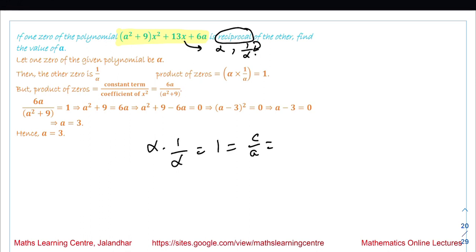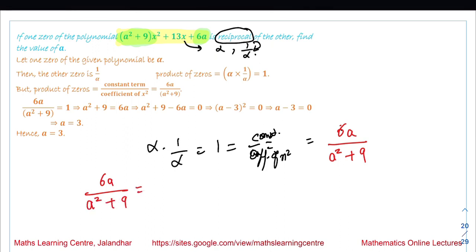c by a. C by a means the constant term over the coefficient of x square. This 6a is the constant term and this is the coefficient of x square. So we get 6a over a square plus 9, and 6a over a square plus 9 is equal to 1. It means a square plus 9 is equal to 6a. It means a square minus 6a plus 9 is equal to 0.